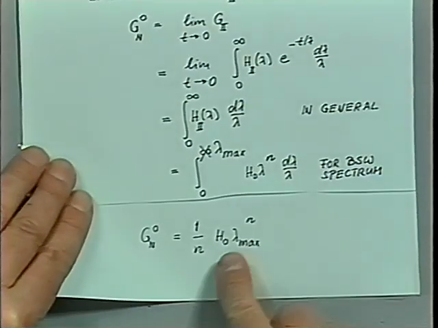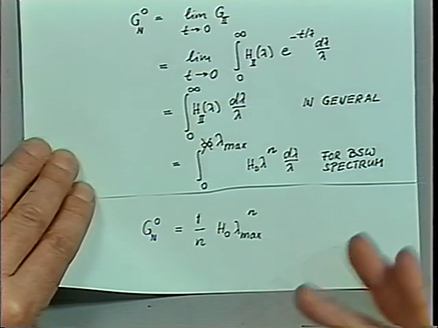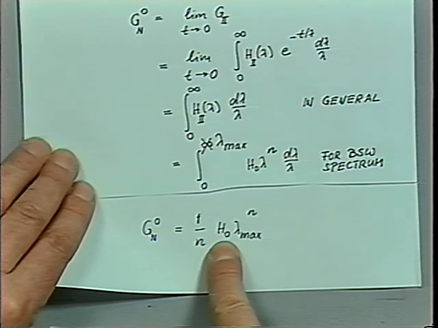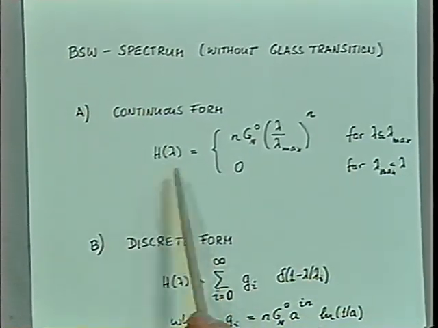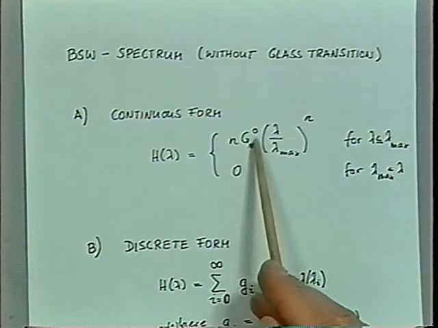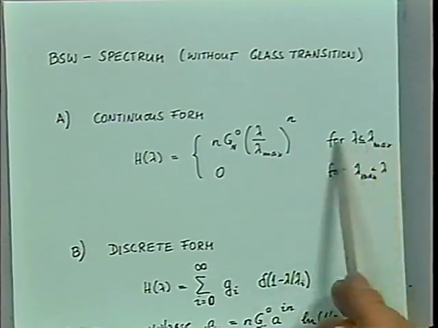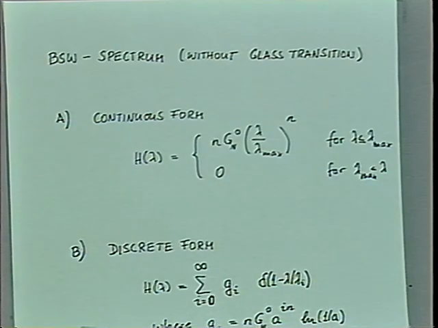And we will invert this now, and we will use this equation to evaluate H0. The fun factor was just taken as some constant, and we didn't know what the value of that constant was in terms of our experimental data. But now we can express H0 in terms of the plateau modulus, n and lambda max, which we have already. And in the continuous form, we can now say that the spectrum is equal to the fun factor n times the plateau modulus times lambda over lambda max to the nth power. And this is for lambda smaller than lambda max, and it's 0 for lambda bigger than lambda max.